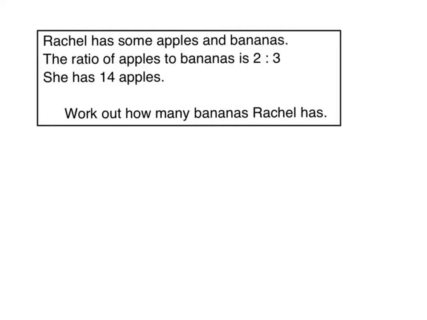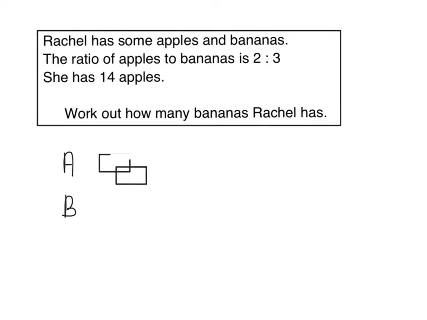Rachel has some apples and bananas. The ratio of apples to bananas is 2 to 3. She has 14 apples. So we've got apples, bananas, and it's in the ratio 2 to 3. So there's 2 for apples.